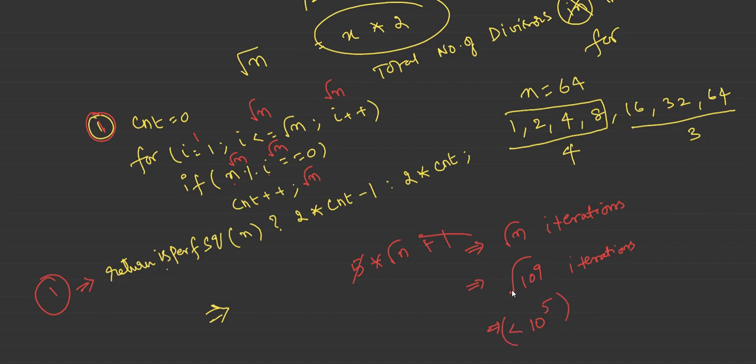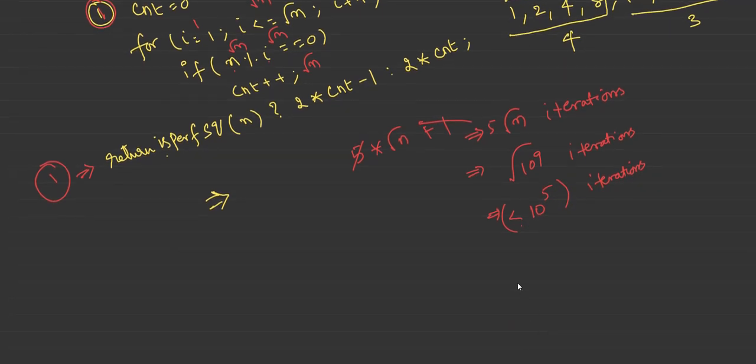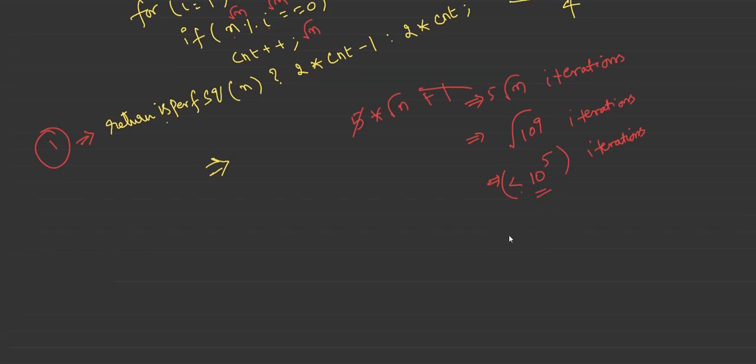The answer required for square root of 10 power 9 will be smaller than 10 power 5. That's what I mean. I am considering the maximum limit here, so 10 power 5 iterations, right? Very clear? 10 power 5 iterations, correct? Even if you consider 5 multiplied by something here, not a problem. Even if I consider the maximum limit, I'm going to have 5 into 10 power 5 iterations happening.